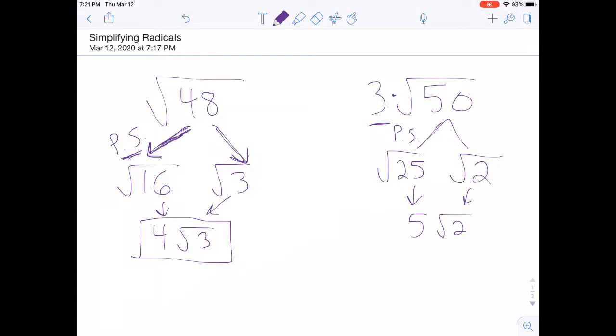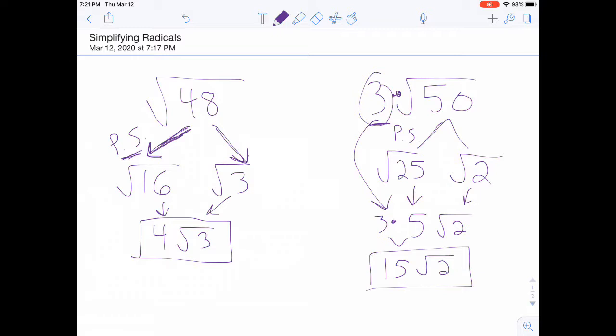And I have to remember, I can't forget about this 3 here. So what do I do with this 3? It comes down, and we said that it was being multiplied to the square root of 50. So right now it's still being multiplied by whatever's in front of the square root sign. So we have 3 times 5, giving us 15 square root of 2 as my final answer.